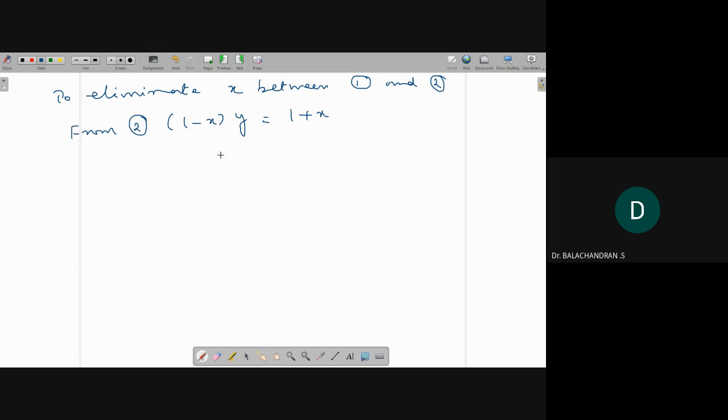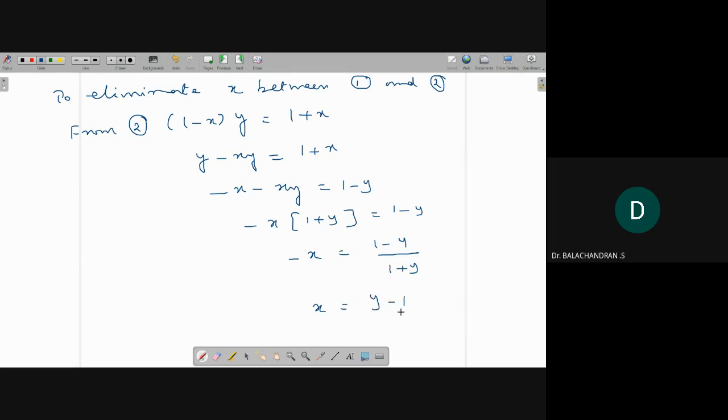So from this, I need x in terms of y. y minus xy equal to 1 plus x. Or you can write minus x minus xy equal to 1 minus y. Take minus x commonly: 1 plus y equal to 1 minus y. This implies minus x is equal to 1 minus y by 1 plus y. I need x, so x is y minus 1 by y plus 1.